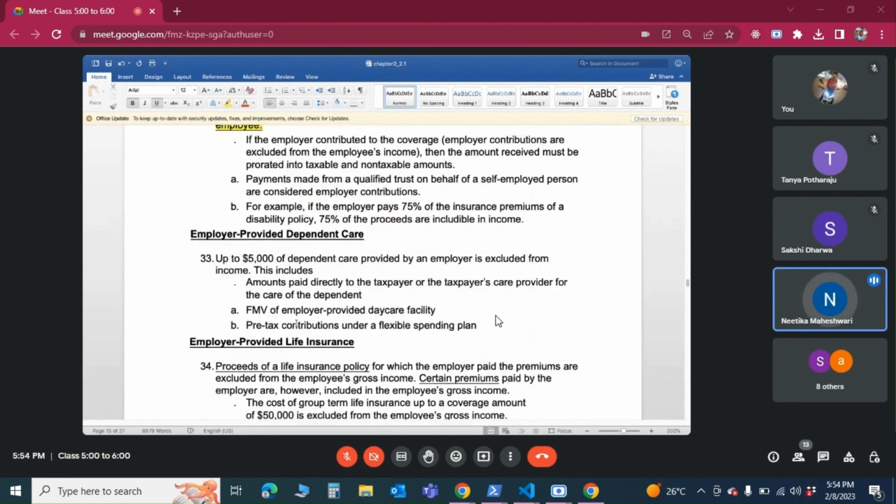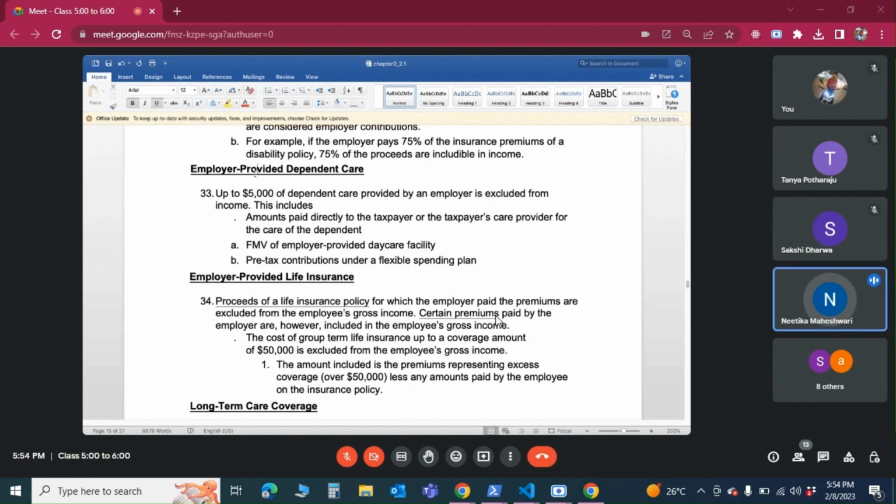Okay, then employer provided dependent care. A lot of times there is a daycare that the employer will set up on the campus, so the children can be on the same campus with the employer provided daycare, or maybe the employer will give up to $5,000 of dependent care. A lot of times we see this amount in the W2. In the other box, it will be mentioned. I don't remember under which code.